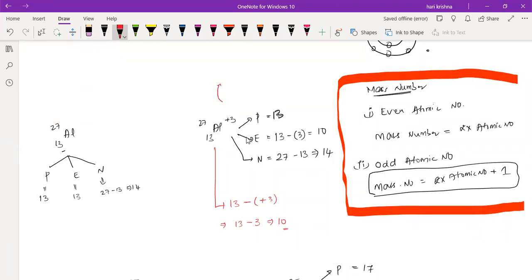Suppose instead of plus 3, you have minus 3. What is the number of electrons then? We have to add. 13 minus of minus 3. That means minus into minus is plus, right? So 13 plus 3 is equal to 16. Understand? Okay. Yes. Any doubts?